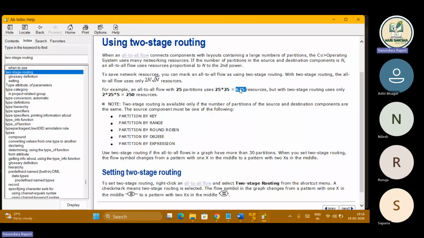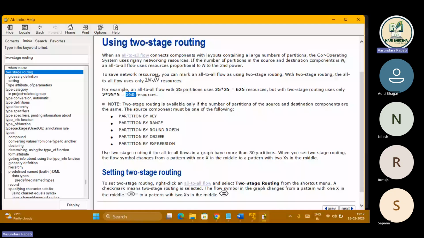So 625. If you convert it into two-stage routing, then 2 n root n, this much resource will be used. That is the formula, so it will use fewer resources, only 250. Just if we click on two-stage routing, automatically it will use fewer resources. That's it. Nothing else we need to do.